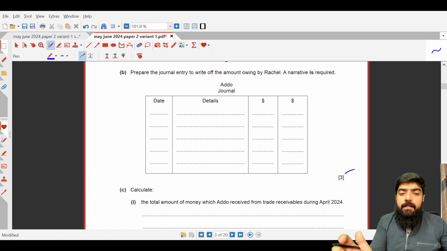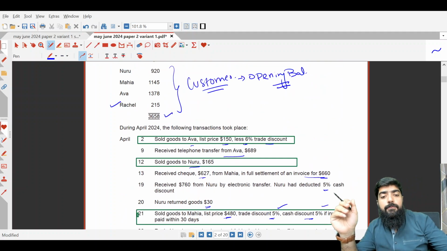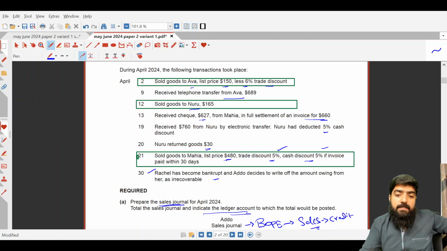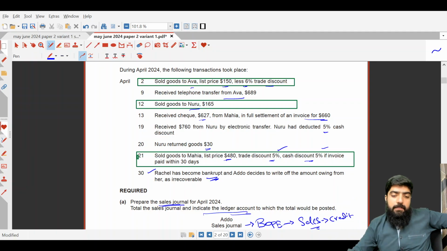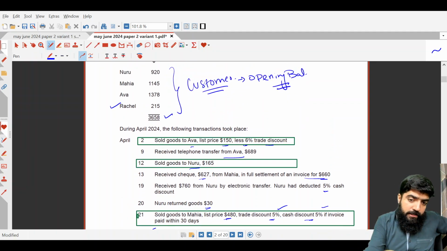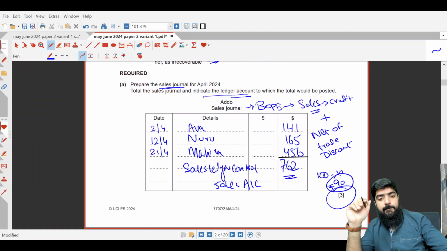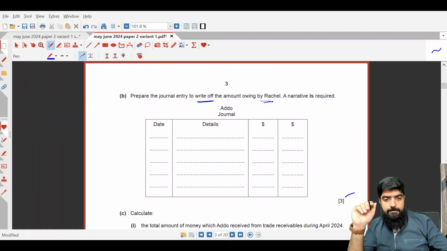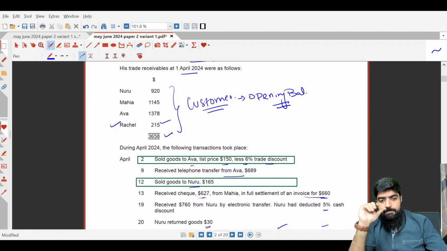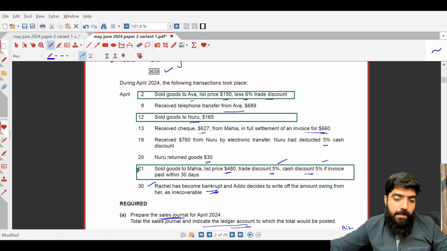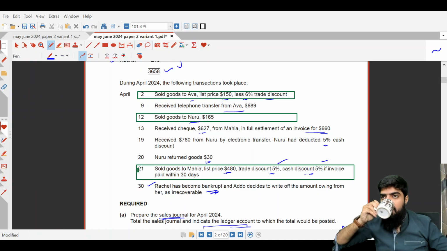Now, the next one is the easiest part, and these 3 marks are just free of cost. Just see the requirement: prepare the entry to write off the amount owing. Why are we writing it off? Because in this particular case, there is a customer, Rachel, who has gone bankrupt. The amount that we are owed by Rachel is 215. What will be the accounting entry for that? First of all, it's a bad debt, right? Yes, it's a bad debt written off.